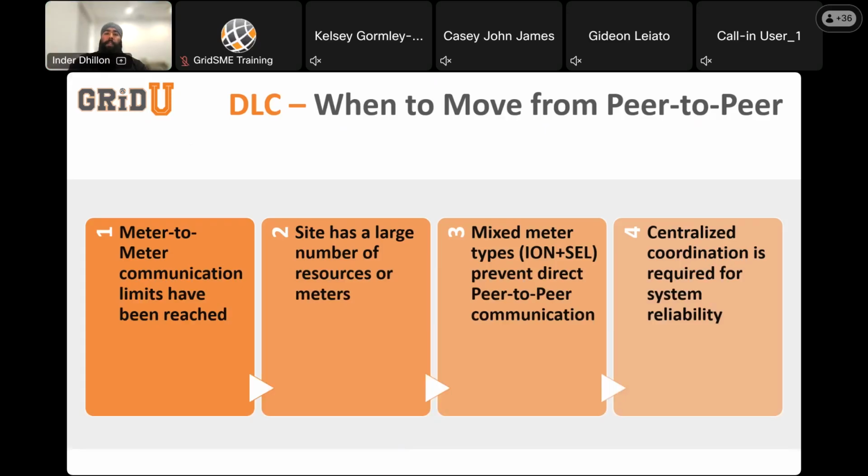Third, sites with mixed meter manufacturers face compatibility challenges. An SEL meter and an ION meter typically cannot exchange data directly over Modbus TCP, but both can communicate with an RTAC via DNP. And last, when system-level reliability and auditability are prioritized, the centralized DLC method provides a single point of control and a cleaner data path.